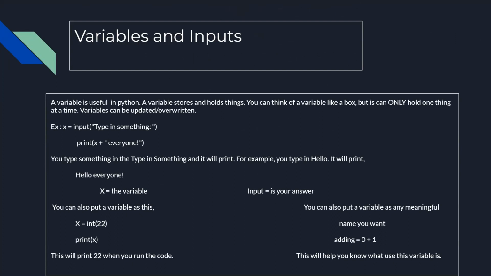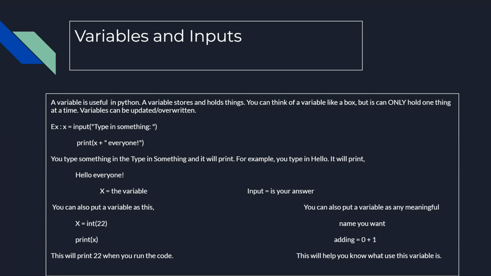Example: x equals input, type in something. Print x plus everyone. You type something and it will print. For example, you type in hello, it will print hello everyone. x is a variable and input is your answer.